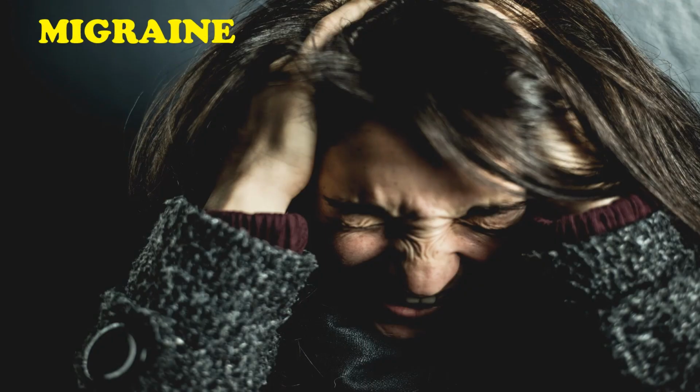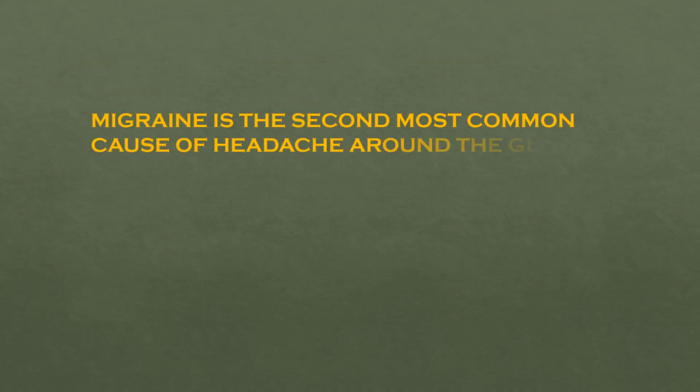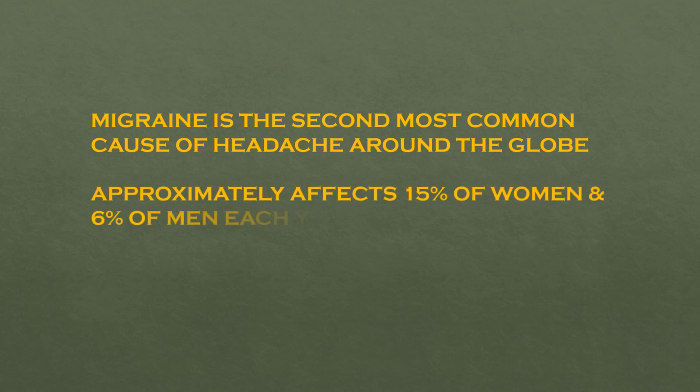Migraine is a headache that can cause severe throbbing pain or pulsing sensation, usually on one side of the head. Migraine is the second most common cause of headache around the globe, the first being tension type headache, about which we will be discussing in our upcoming videos. It is 3 times more common in women due to the hormonal variations.